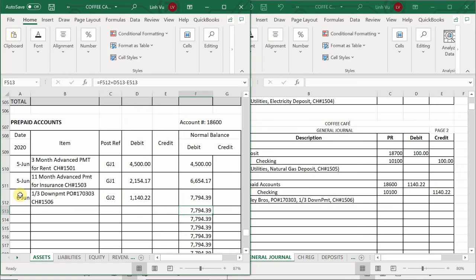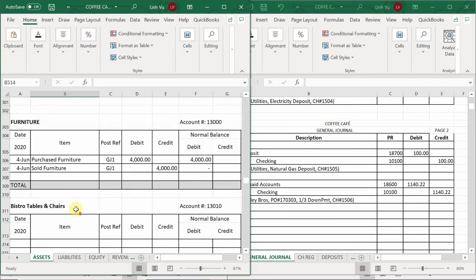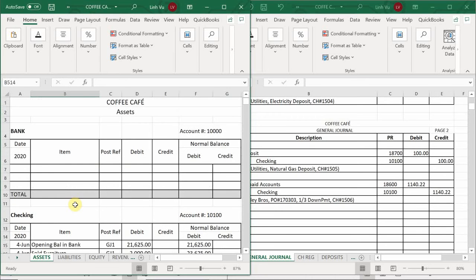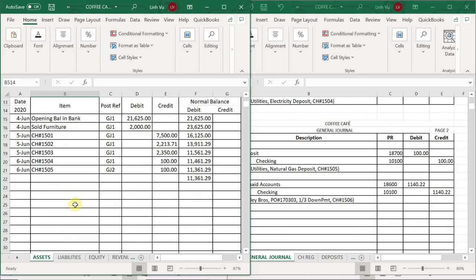So you have to be very careful in typing, because oftentimes there are a lot of human mistakes, where people just fat finger a lot of these numbers in. There's my check right there, and it updated my account to $7,794.39.